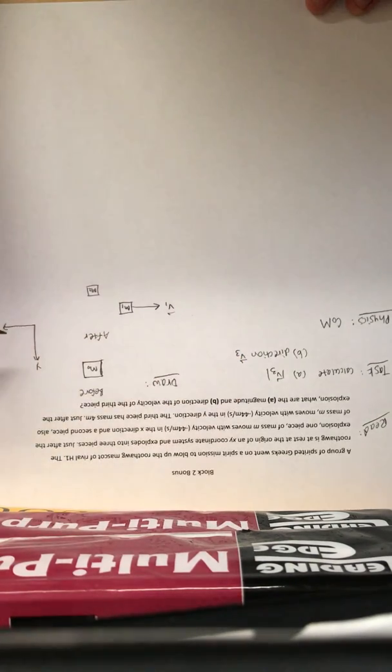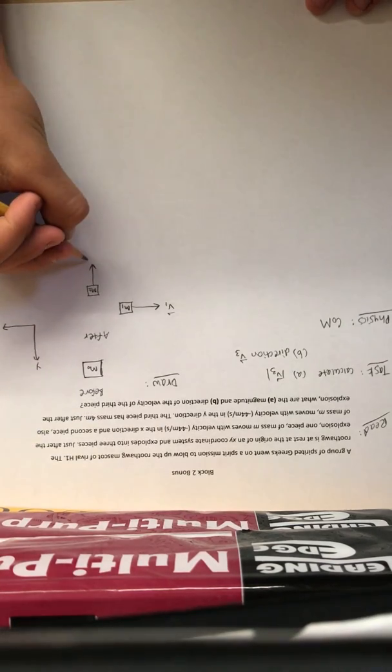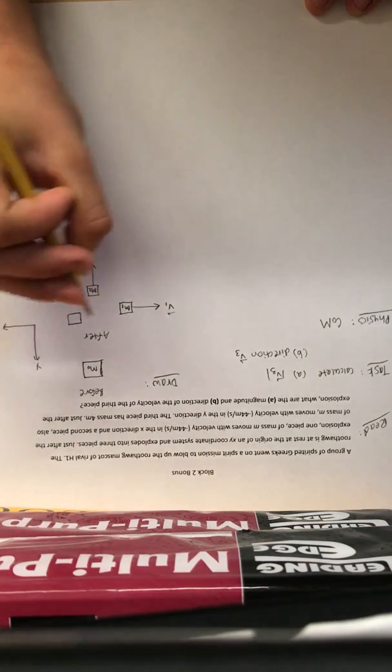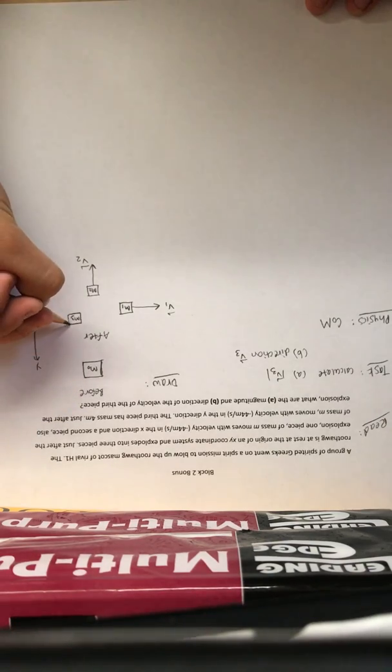Alright, mass 2 is moving here in the negative y direction. We'll call this V2. And that leaves us with the third piece, which we're trying to solve for, which is going to be somewhere moving in this general direction.